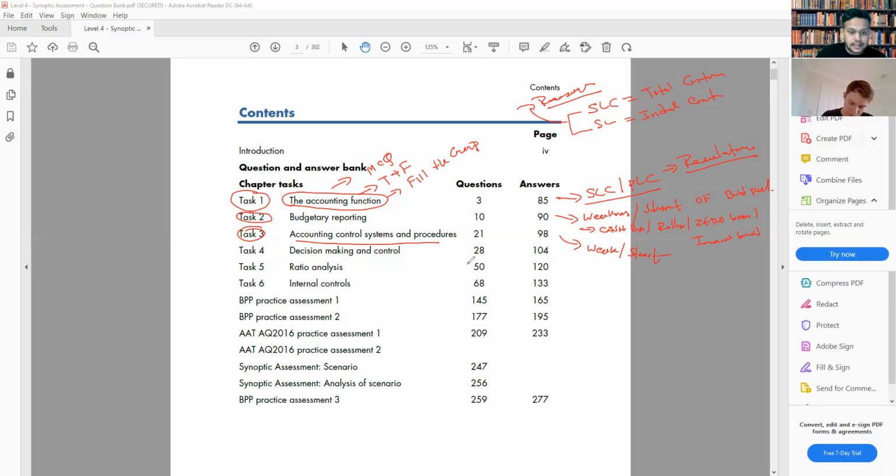All right, and the next one we have task number 4, decision making and control. Here, this question will be a little bit mixed. Here, in question number 4, we have to do a little bit of working. So that means there is some calculation. So we have to do some workings, and at the same time we have to do some comments on that working.